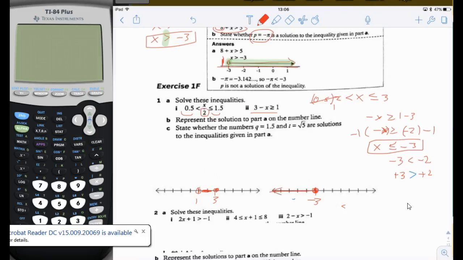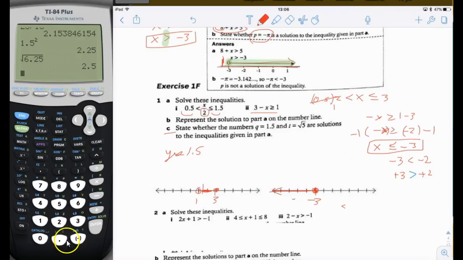State whether the numbers q equals 1.5 and t equals square root of 5 are solutions to the inequalities. Okay, 1.5. Is 1.5 a solution to this? Yeah, it's about there. So yes, 1.5. What about the square root of 5? Well, first of all, let's figure out in decimals what square root of 5 is. Square root of 5, I think it's like 2 something.